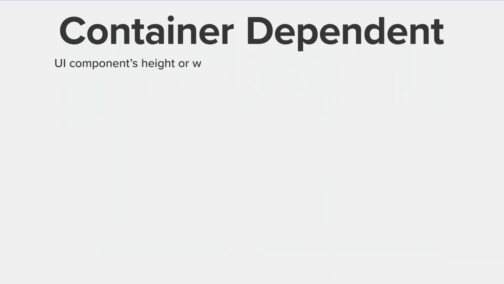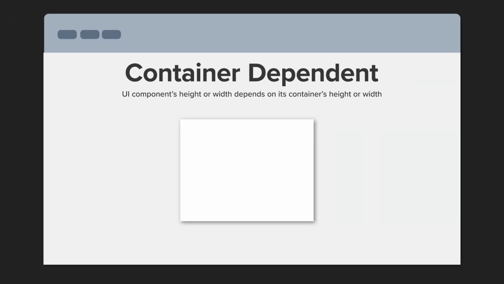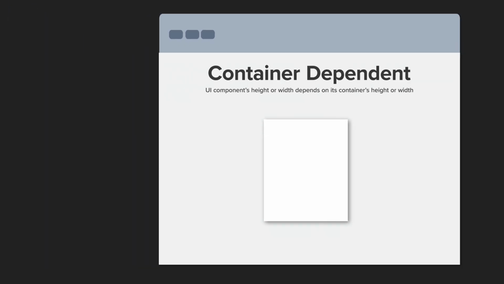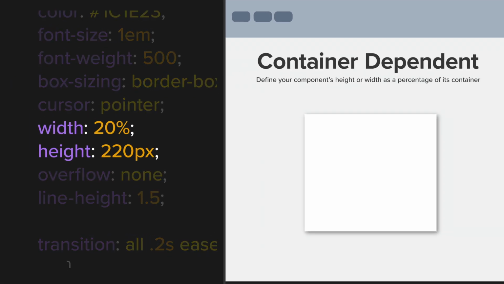This means your UI component's height or width depends on the container's height or width. In this example, the component's container is the browser. You can see here, when we shrink the browser window, the card shrinks. In this scenario, you'll define your component's height or width as a percentage of its container.